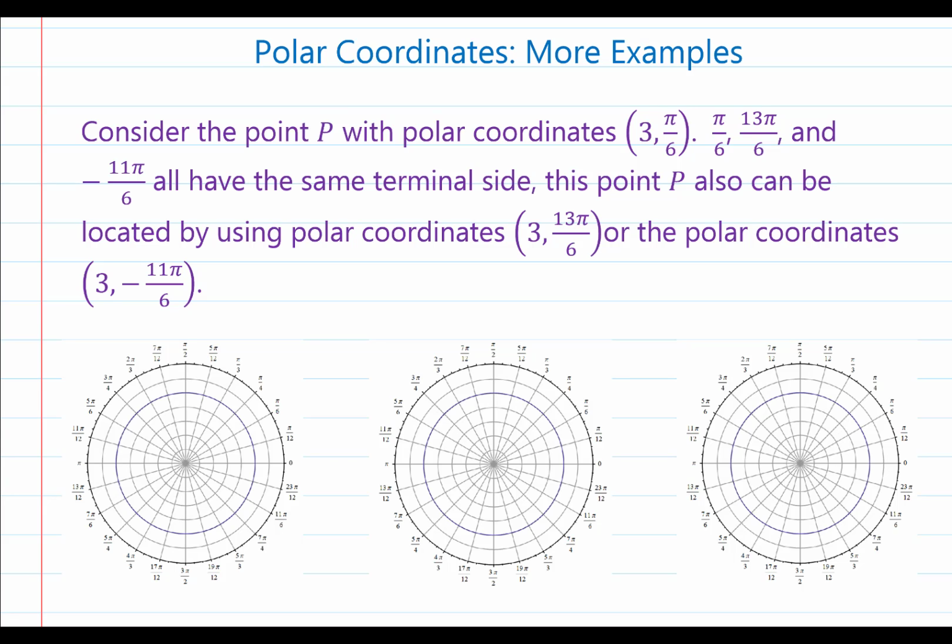Welcome back, mathematicians. In this video, we are going to do more examples with polar coordinates. So let's consider the point P with polar coordinates (3, pi over 6). Now let's go ahead and plot this on the polar coordinate system. So I have a pole and I have a polar axis.